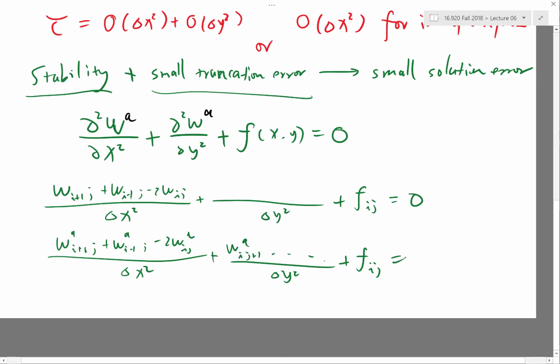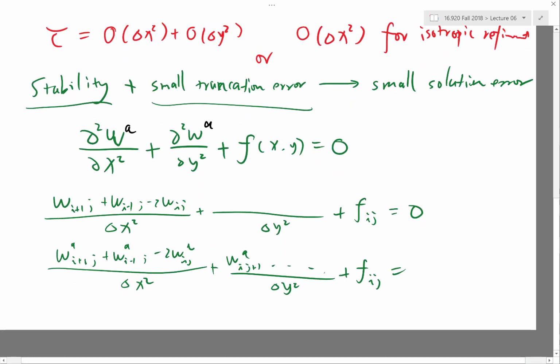It's equal to truncation error, but why? How do we derive that this is actually equal to the truncation error? What we do is we actually add and subtract this term onto this equation. So if we subtract the left-hand side of this equation by the analytical Laplacian, what we get is the truncation error.